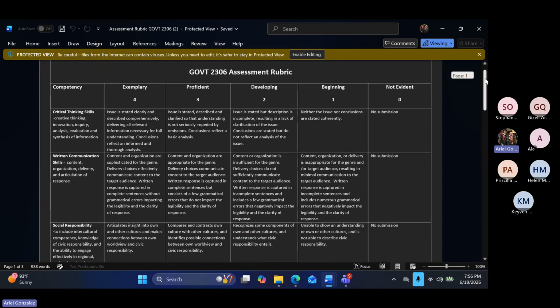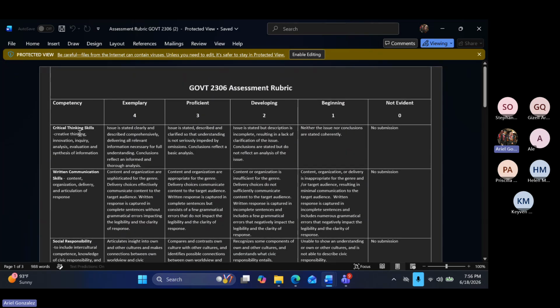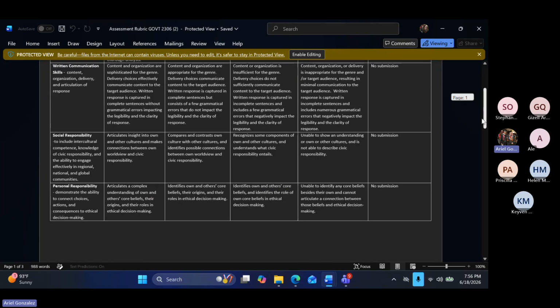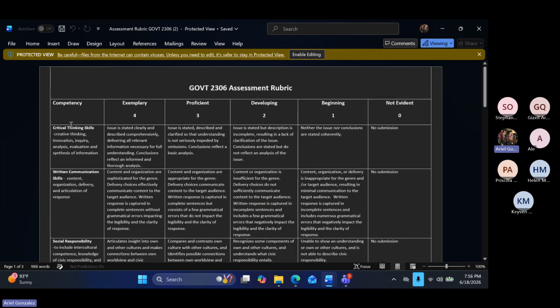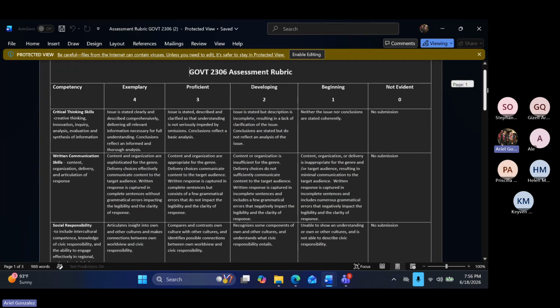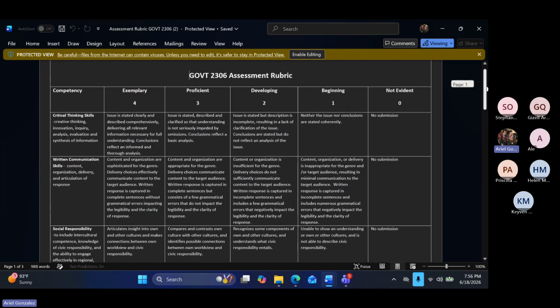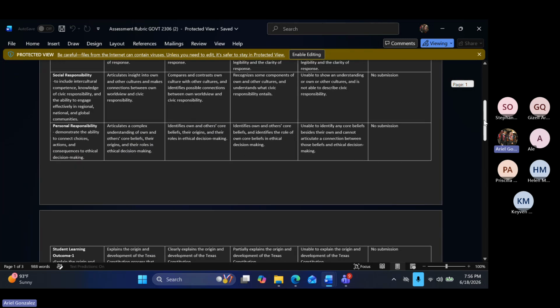I'm going to be looking for, and again, this should sound familiar, right? Because we went over this in the syllabus: critical thinking skills, written communication skills, social responsibility, personal responsibility. Doesn't that sound familiar? We went over that when we covered the syllabus. So I'm going to be looking for this, and depending on how well you are able to complete these requirements, that's going to determine what grade you get on this. I think this is a Likert scale. So if you can get fours, then you'll get a really good grade, right?